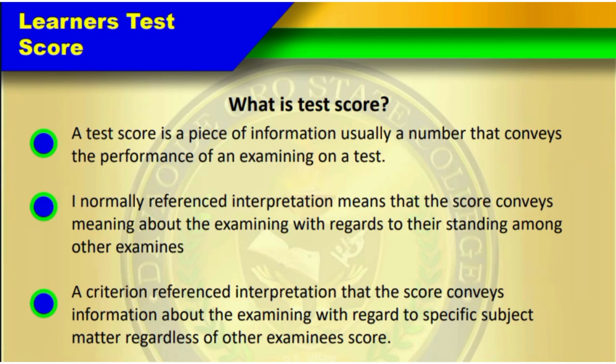A criterion reference interpretation means that the score conveys information about the examinee with regard to specific subject matter, regardless of other examinees' scores. Criterion reference interpretation, in contrast, focuses on the score's relevance to specific subject matter, disregarding comparisons to other examinees. It highlights the individual's performance in relation to predefined criteria rather than their peers.